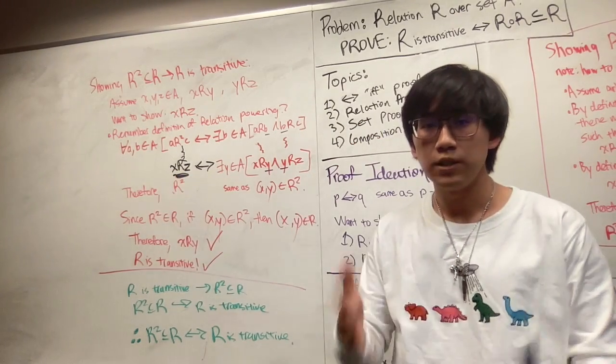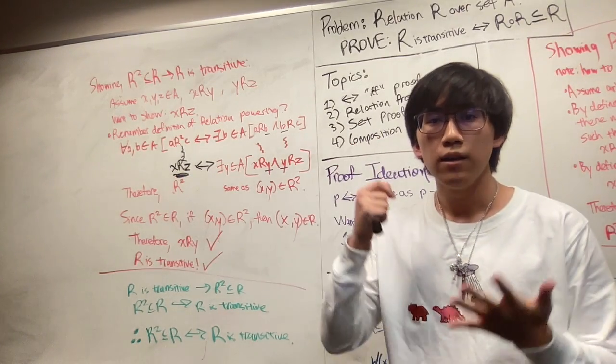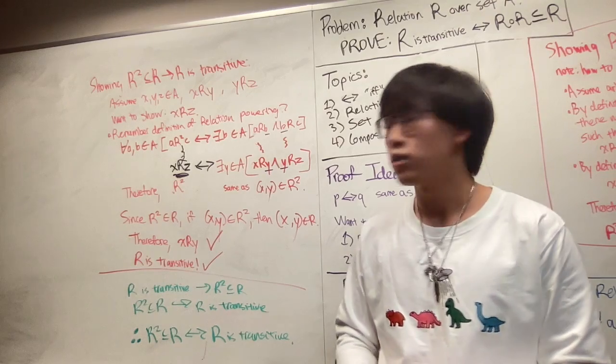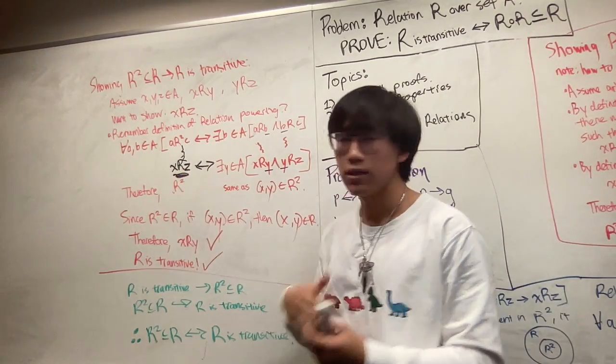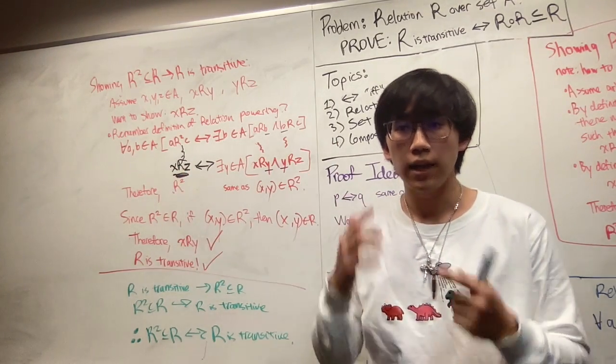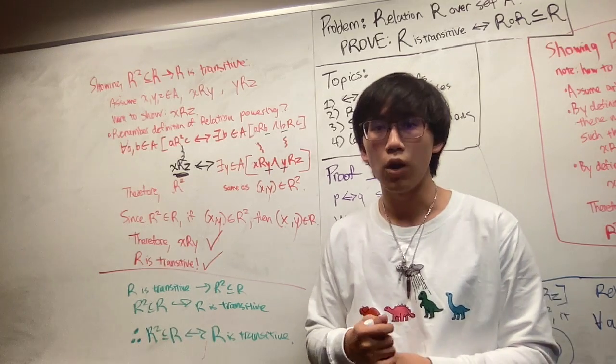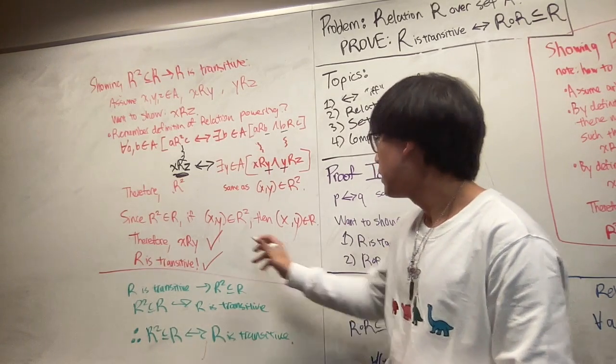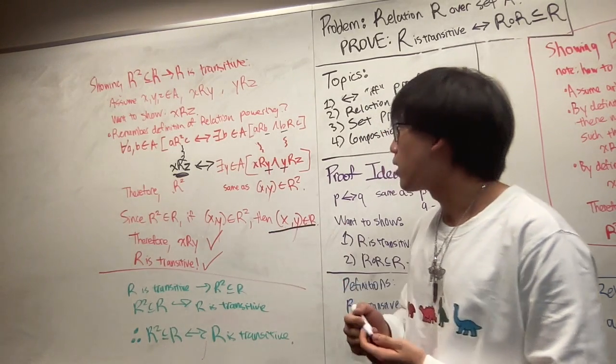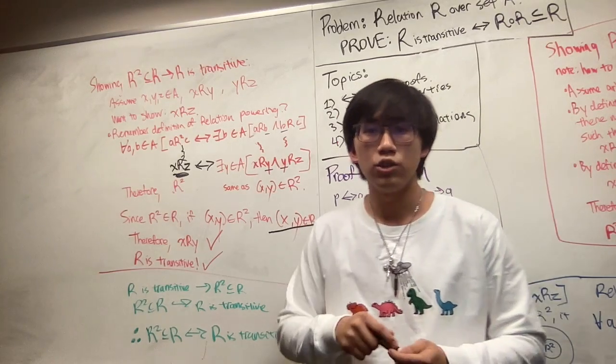Okay, what can we do with this piece of information? Well, we know that R squared is a subset of R. So if xz is an element of R squared, that means that xz must also be an element of R. Therefore, we have shown that xz is an element of R, and we have shown that R is transitive.